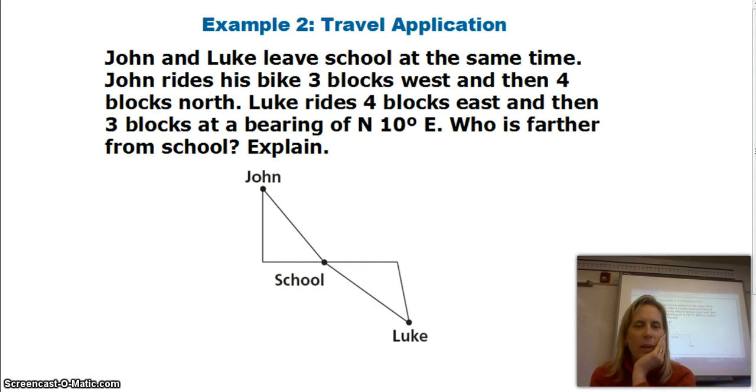Okay, John and Luke leave school at the same time. John rides his bike 3 blocks west and then 4 blocks north.